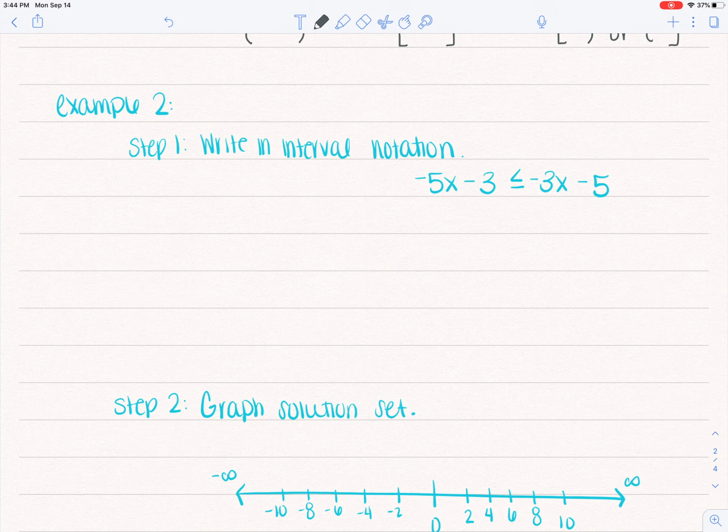Okay, example 2 says to write an interval notation and then graph the solution set. So I'm going to go through my same list of steps as equations. Step 1 is parentheses. Step 2 is do you have like terms? Step 3, variable on both sides. 4, constant. 5, coefficients. So here, no parentheses, no like terms. So I do have a variable on both sides.